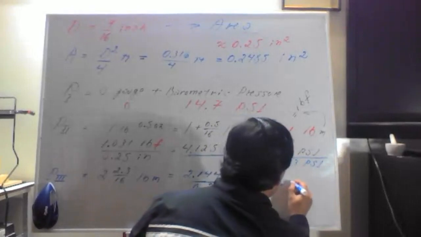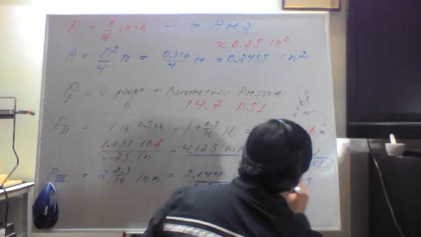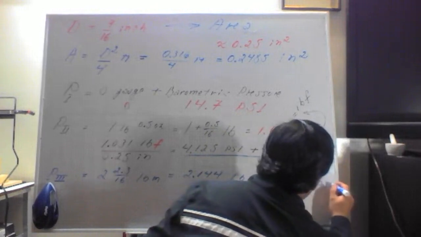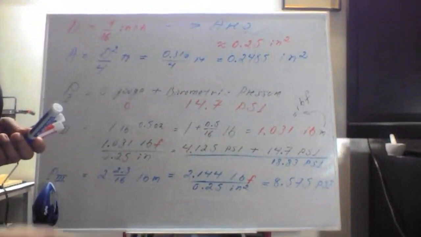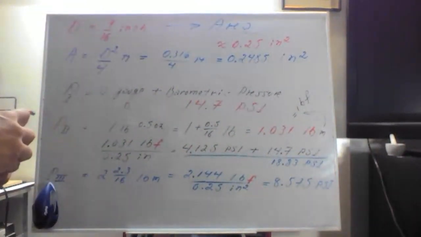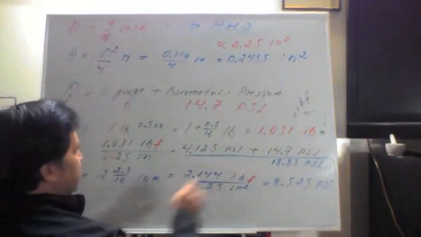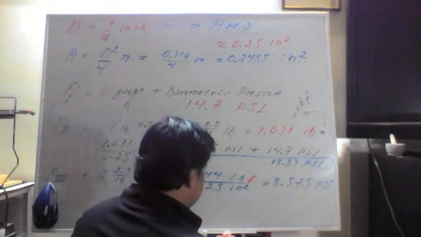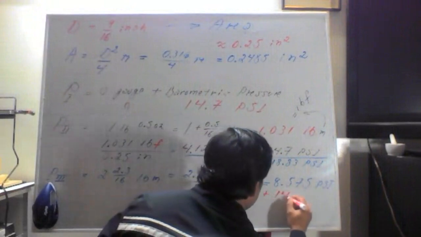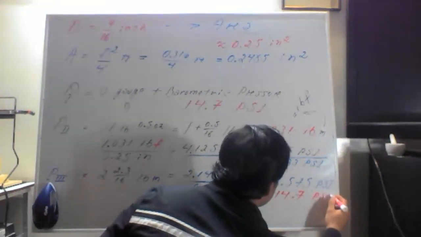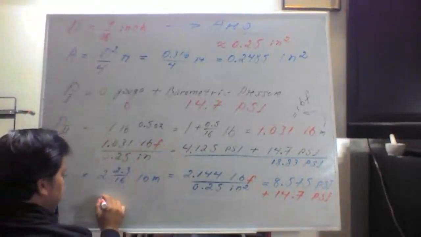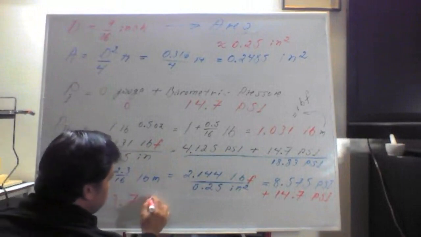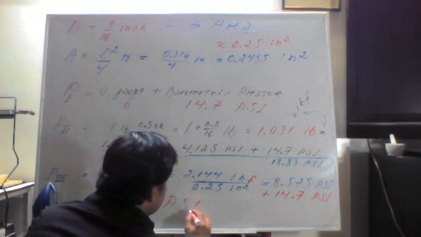Let's write it as 8.575 here, and that's PSI. And we add it up and we round it off. So we get 23.28. So the pressure number 2 we take, plus 14.7 pounds of force per square inch, and we get 23.78 pounds of force per square inch.